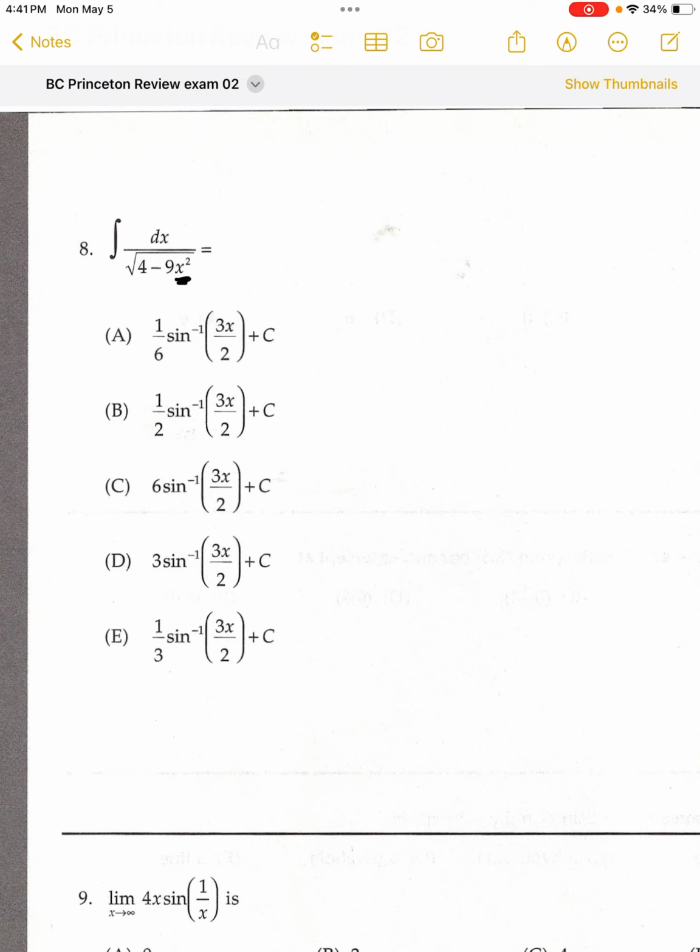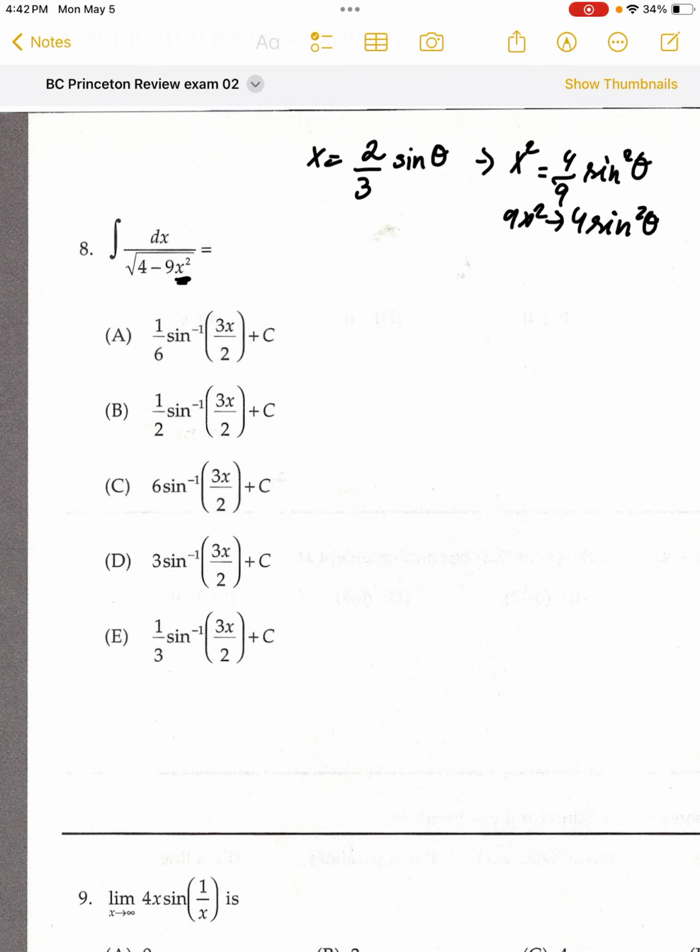So we're going to substitute x equals 2/3 sine theta, for example. What that will give us is x squared is equal to 4/9 sine squared theta, so 9x squared equals 4 sine squared theta. And then you get the point, right?